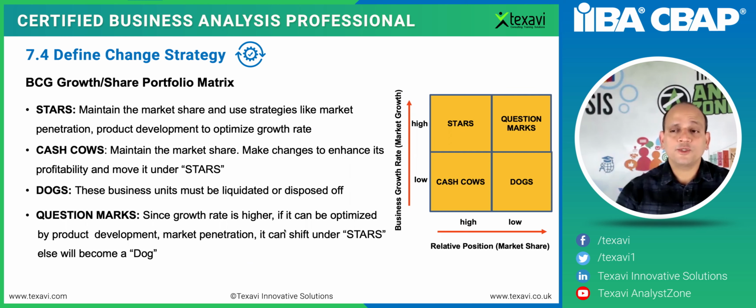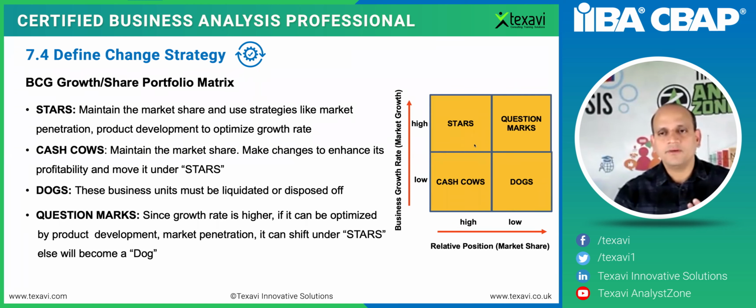But what needs to be done in that case is you still need to pump money into this segment. Whereas with dogs, there's definitely no way for you to keep pumping in the money. You need to divest here. Cash cows, keep doing something, a small little investment, keep it going, but get more benefit out of it. Stars are basically where you need to pump in more money, and there's a lot of potential.